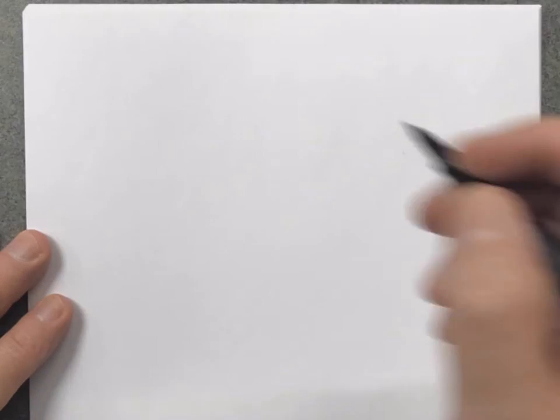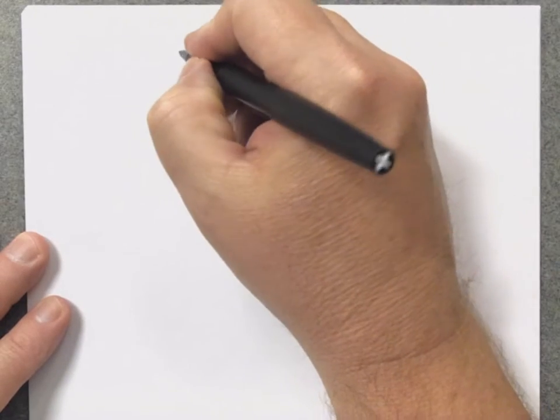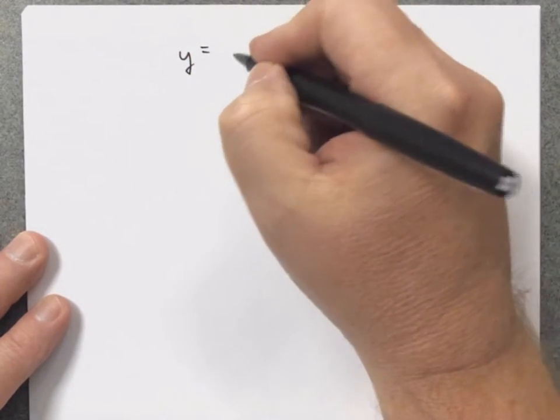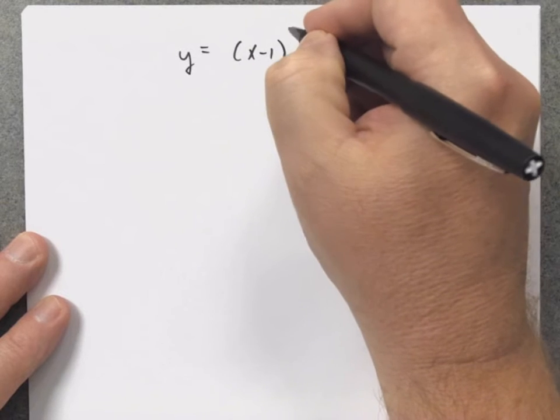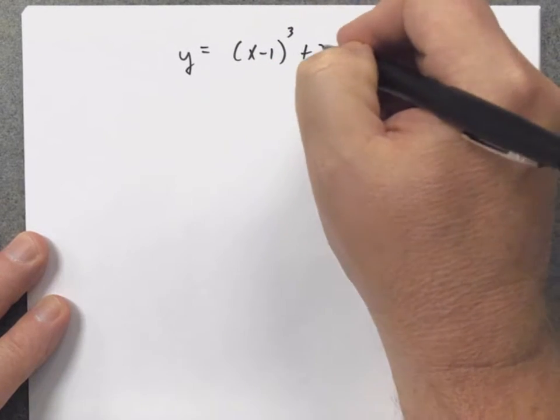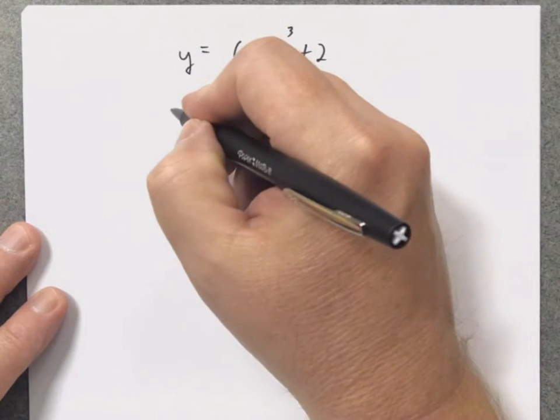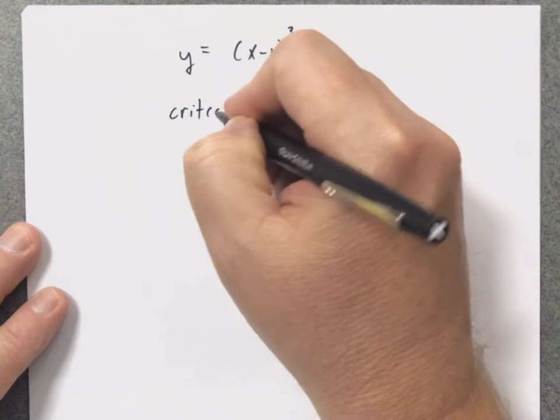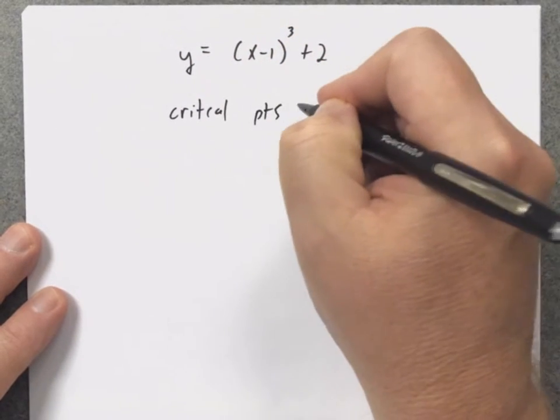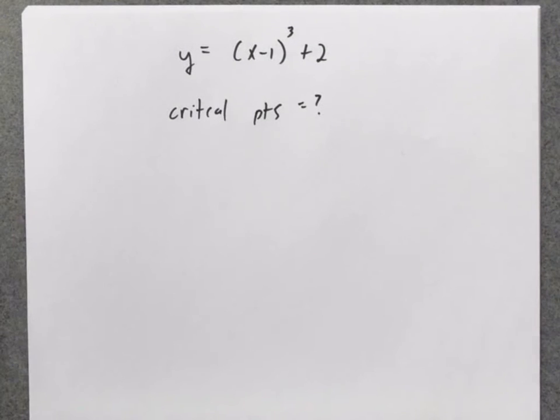We're going to do one more problem that involves what we've been covering. So here's another example problem. y equals (x minus 1) cubed plus 2. So let's go ahead and determine the critical points.